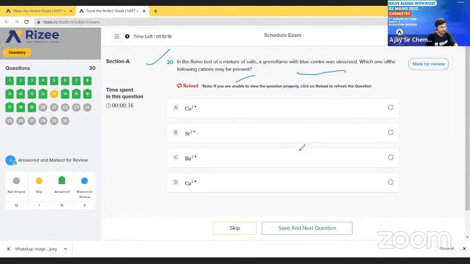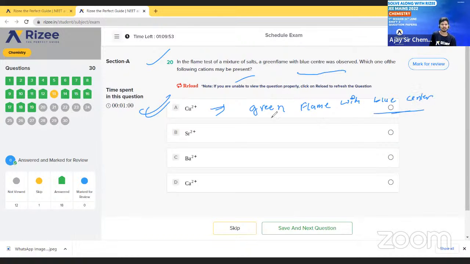The correct option is Cu. This Cu ion gives a green flame with a blue center. If you do the flame test, it will show a green flame with the blue center.